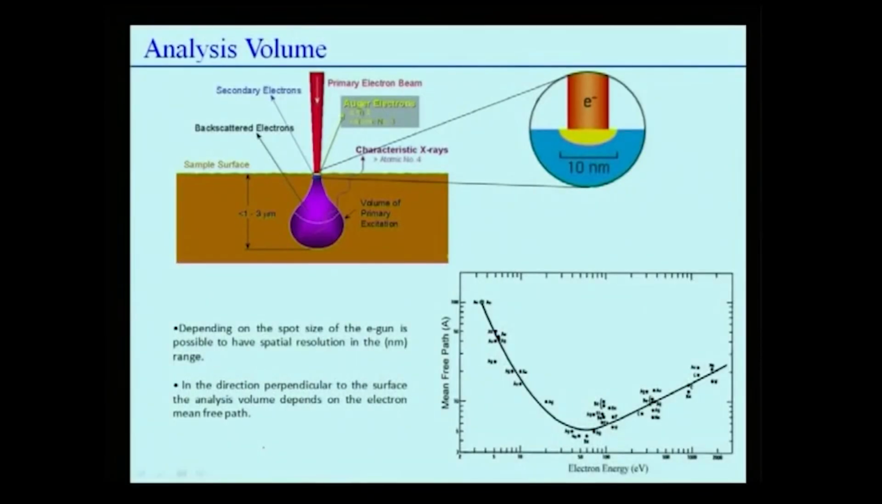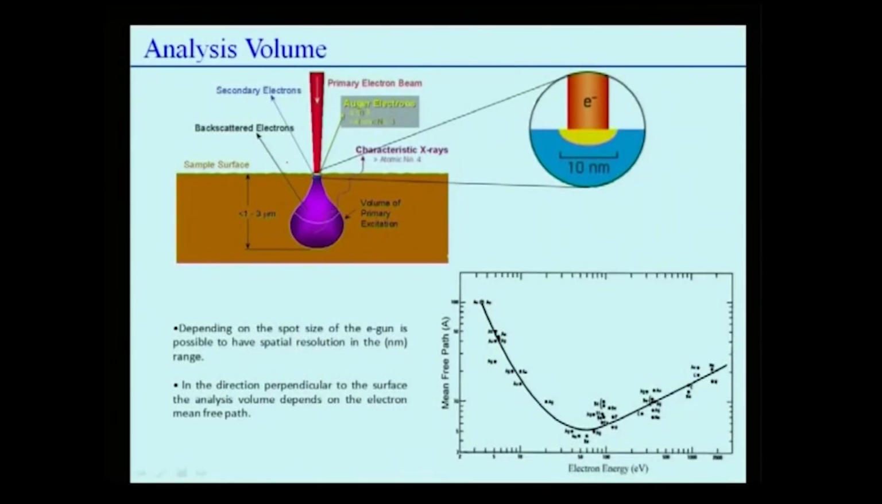So, before that, let me just reiterate the following thing, which I should do very carefully. The reason Auger is a very famous and very useful technique is because the signals which we get from the samples are basically from a very small thickness of the surface. This is what is shown here.